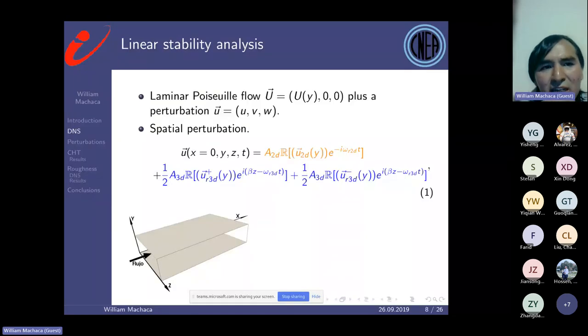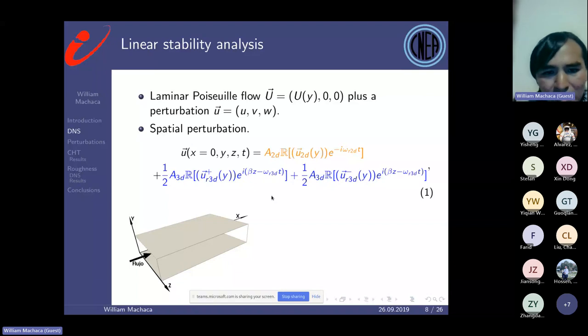Regarding the instability tool, we use linear stability theory analysis to destabilize the flow in a computationally acceptable domain. Using this theory, we impose at the channel inlet a laminar base flow plus a perturbation. This perturbation is composed of the Tollmien-Schlichting waves, that is the two-dimensional perturbation, and a pair of oblique waves, that is the three-dimensional perturbation, where A2D and A3D are the amplitudes of the two- and three-dimensional perturbations respectively. Also, U2D and U3D are the eigenfunctions calculated by solving the Orr-Sommerfeld and Squire eigenvalue problem for a fixed Reynolds number, a fixed wave number in the spanwise direction beta, and a fixed frequency omega.